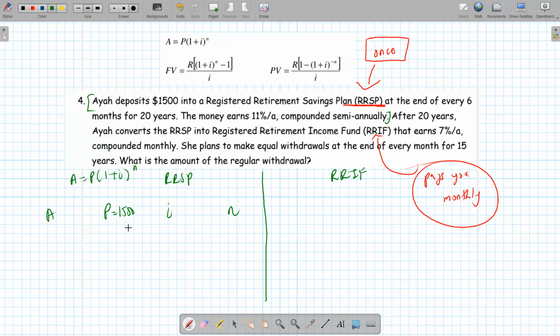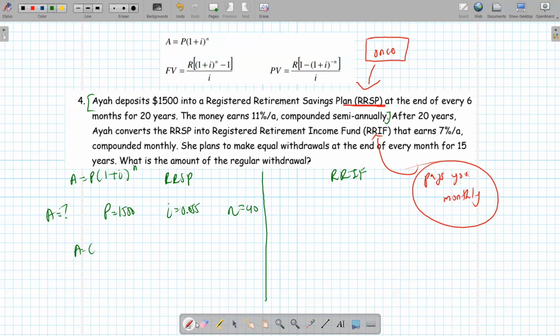0.055. I think you did that right. 0.11 divided by 2. Yeah, 0.055. What is n? 40. Yes. What's missing? A, right? Very easy plug and chug, very easy.